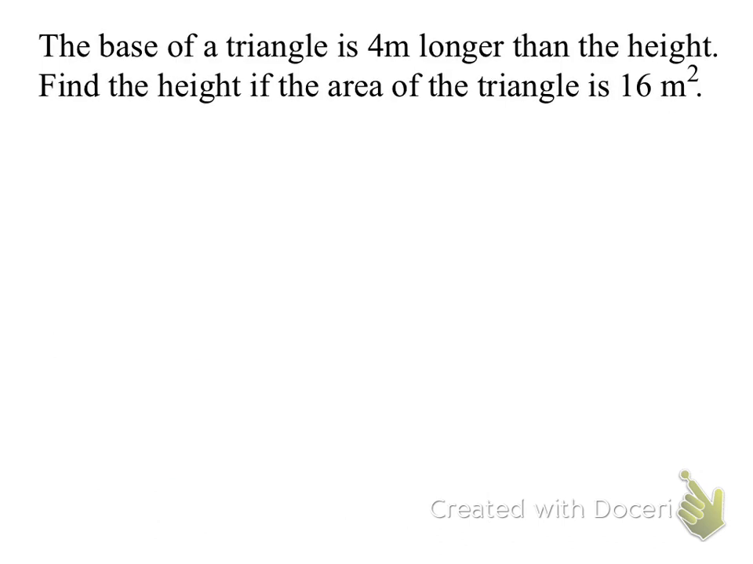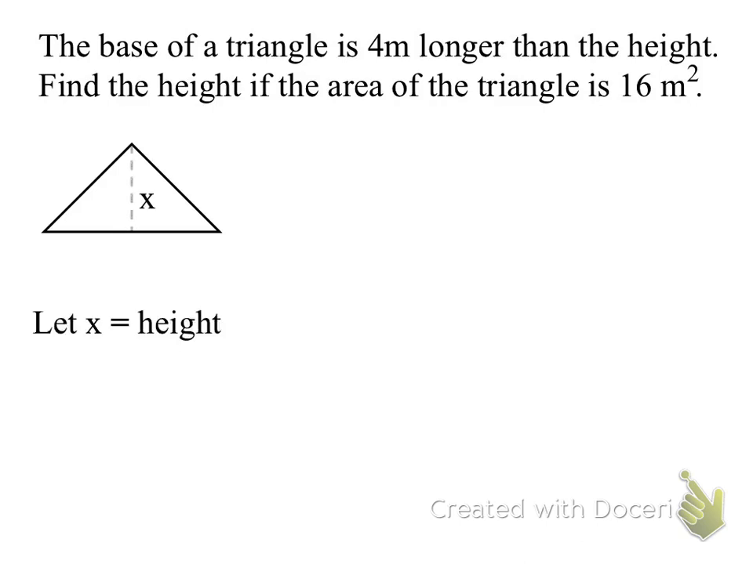All right, the base of a triangle is 4 longer than the height. What do they give us less information on? Okay, height, and so we'll call our height x. Always identify your unknown. X equals height. And what do we call the base? The base of a triangle is 4 longer than height. Yep, base is x plus 4. There's an x, there's a 4.